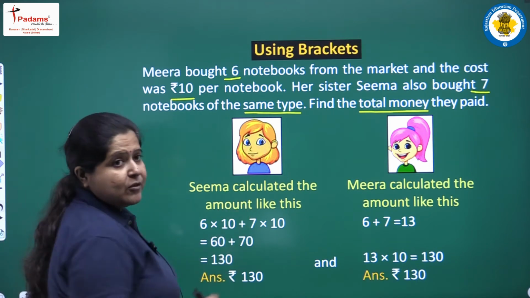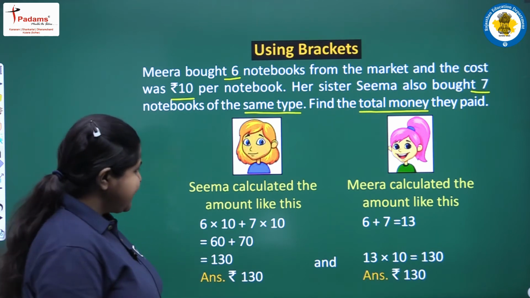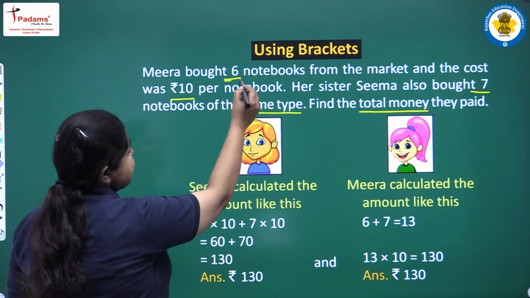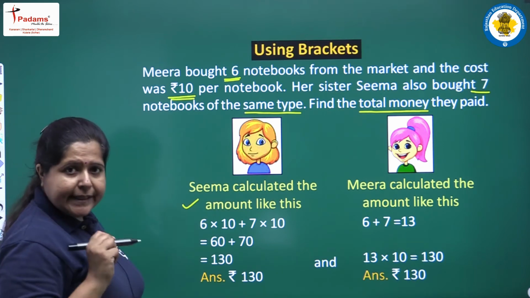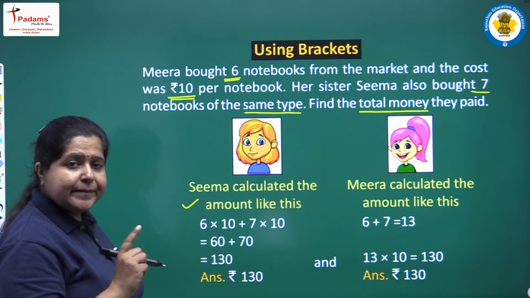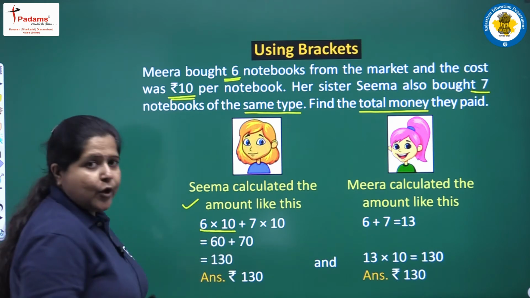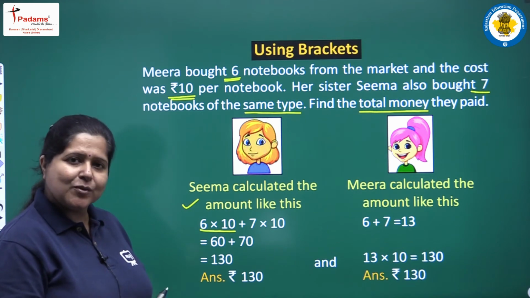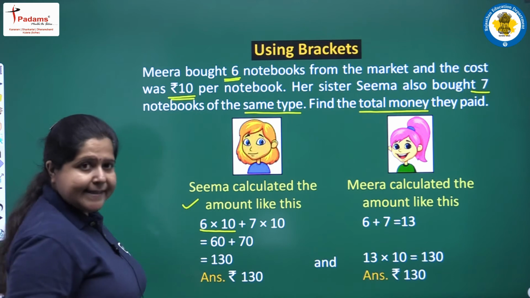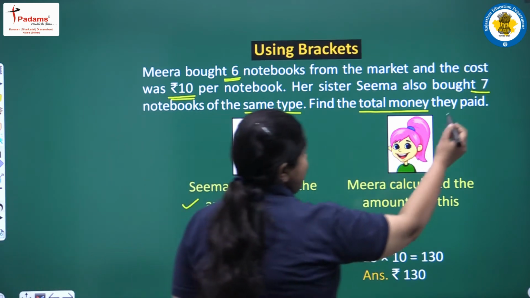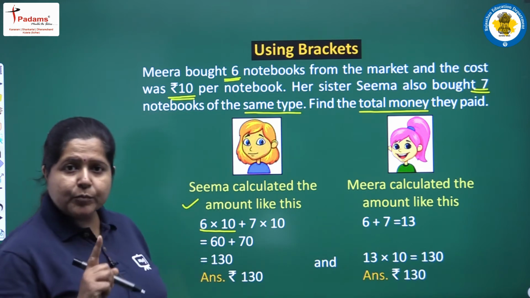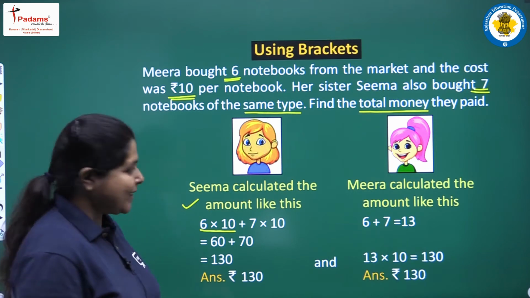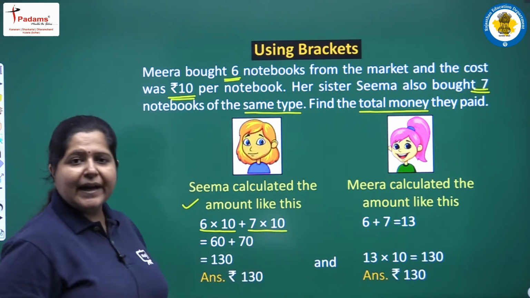Seema and Meera themselves also calculated the amount to be paid. Seema calculated in this way. She bought 6 notebooks at the cost of rupees 10 each. So the cost of 6 notebooks will be 6 into 10. Cost of one notebook is 10 rupees and the cost of 6 will obviously be 6 into 10. So she multiplied 6 and 10. Then she also bought 7 notebooks and the cost of one notebook is rupees 10. So the cost of 7 notebooks will be 7 into 10, and she multiplied 7 by 10.